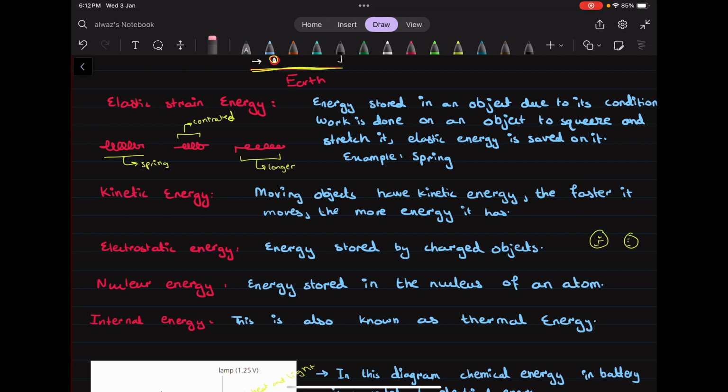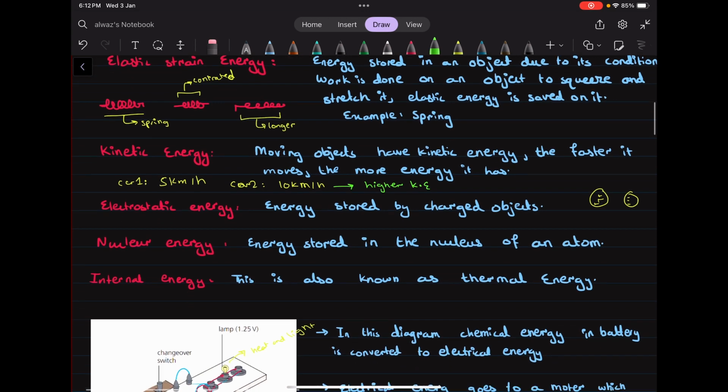So if, for example, there are two cars, one going at 5 kilometers per hour, car 1, and car 2 going at 10 kilometers per hour, we'll see that car 2 has higher kinetic energy. We're going to talk about the formula for kinetic energy and how we can calculate the kinetic energy of objects later on.